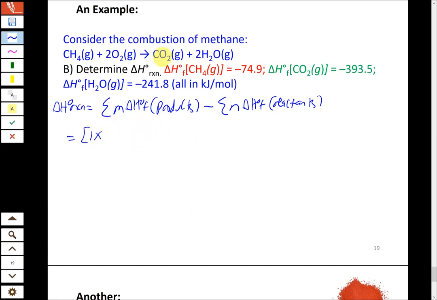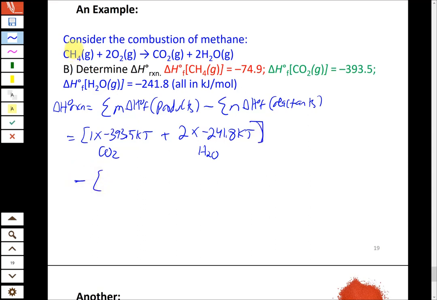So on the product side, we have 1 mole of CO2. The delta H of formation for CO2 is minus 393.5. We have 2 moles of water, so we have to multiply the delta H of formation of water by 2. The delta H of formation for water is minus 241.8 kilojoules per mole, so we're going to have to double that for water.